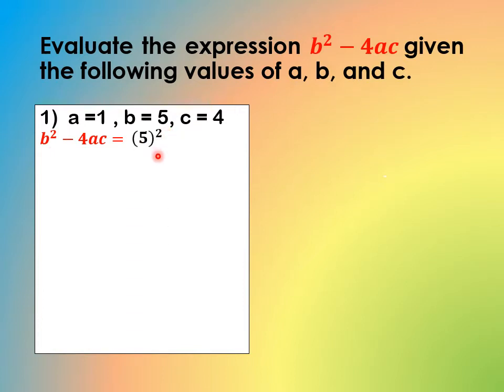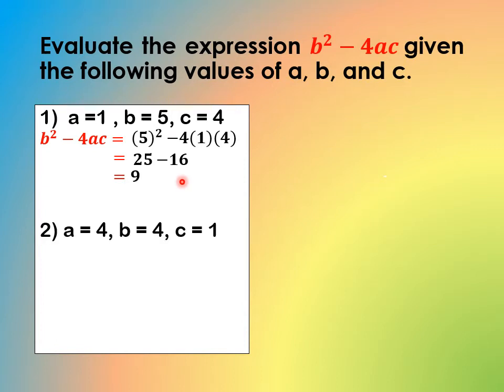So, we have here 5 squared minus 4. Ang A na 1. Ang C na 4. Okay. So, 5 squared means 5 times 5. So, 5 times 5, that is equal to 25. Minus 4 times 1, okay, that is 4. Times 4, that is equal to 16. So, we have 25 minus 16. Okay. So, 25 minus 16, that is equal to positive 9.